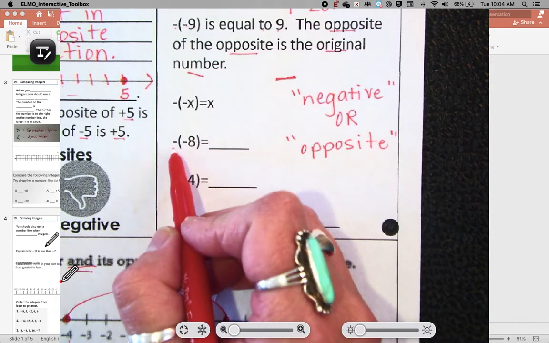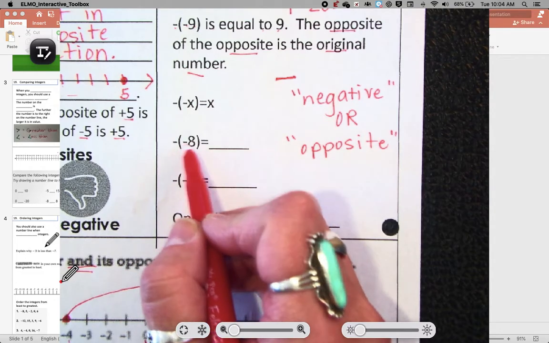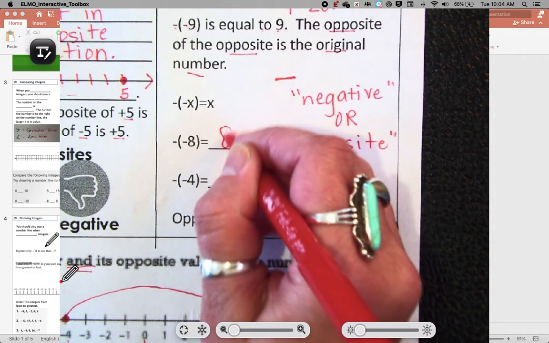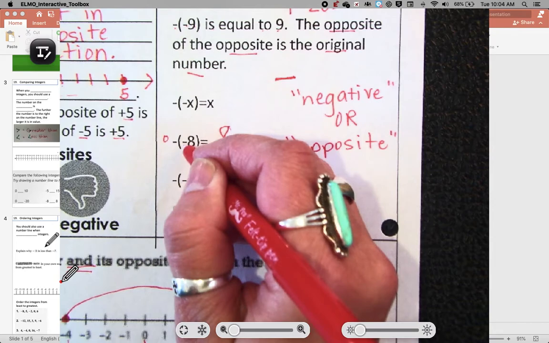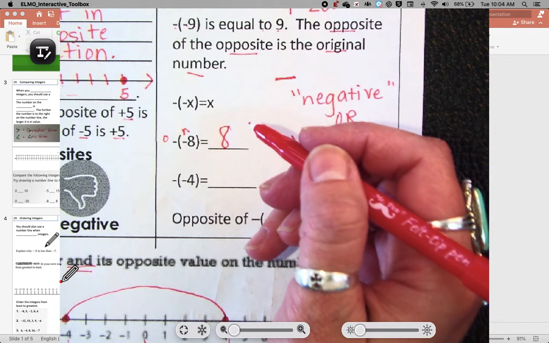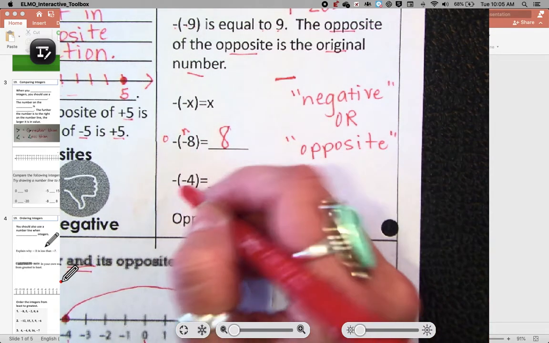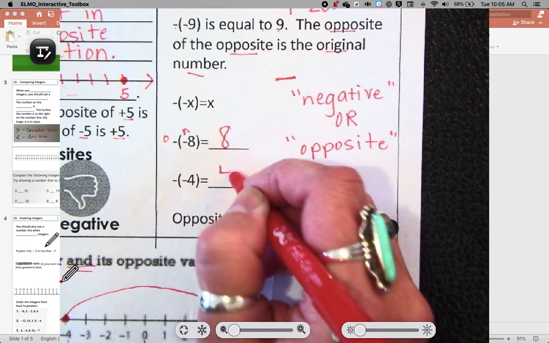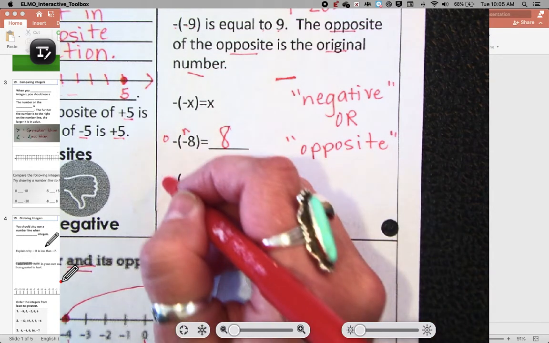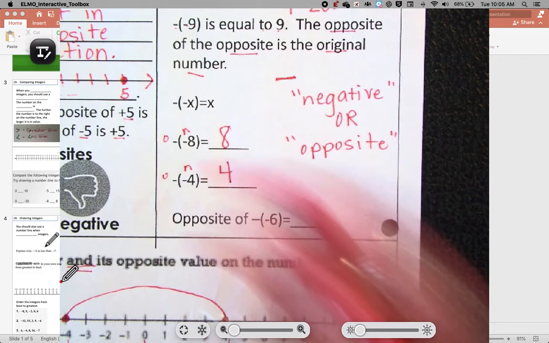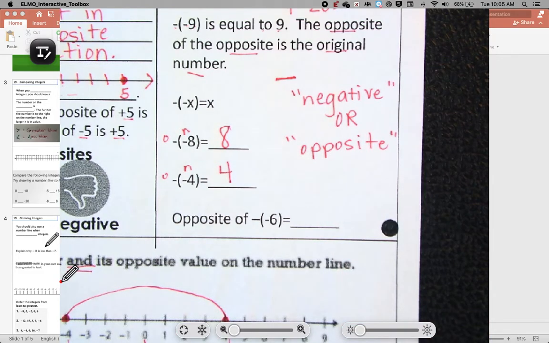So for example, the opposite of negative 8 is 8. Here we're using the word opposite. Here we're using the word negative. The opposite of negative 4 is 4. Here we're using the word opposite. Here we're using the word negative.